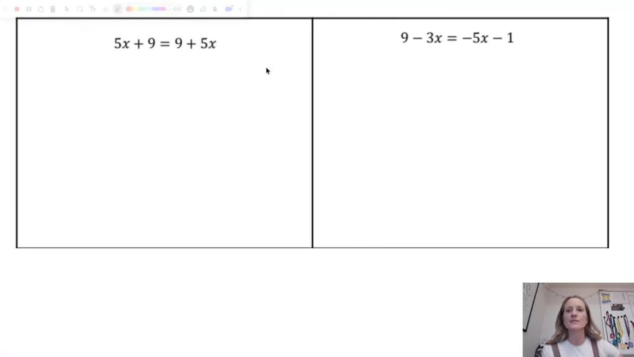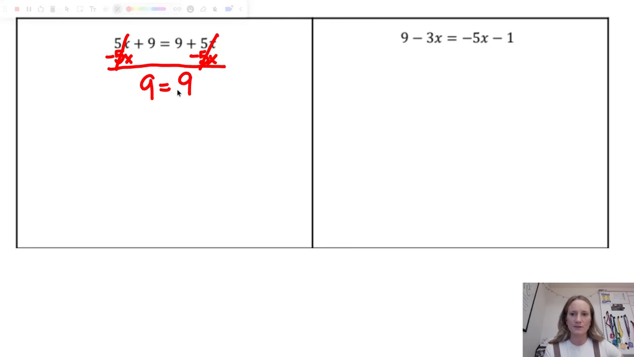Our third example is another one where we have variables on both sides. The first thing I need to do is get my equation down to one variable term. In this case, you're going to notice that they are both positive 5x. So it doesn't matter which one I try to move, I'm going to be subtracting 5x from both sides. This is going to turn into one of those special cases, because on both sides of this equation, 5x minus 5x is 0. All of the variables cancel out everywhere, and all I'm left with is 9 equals 9.